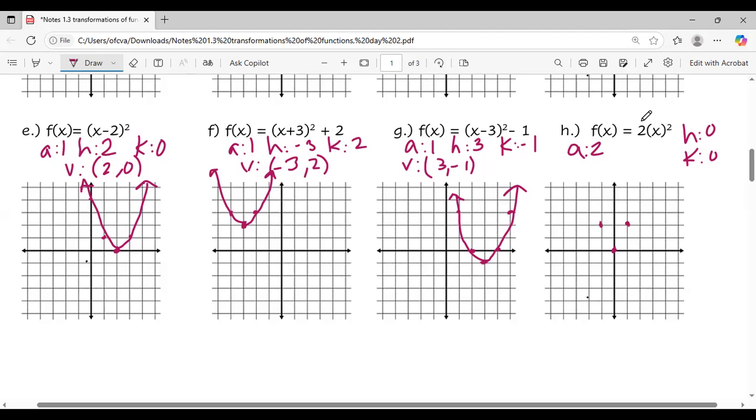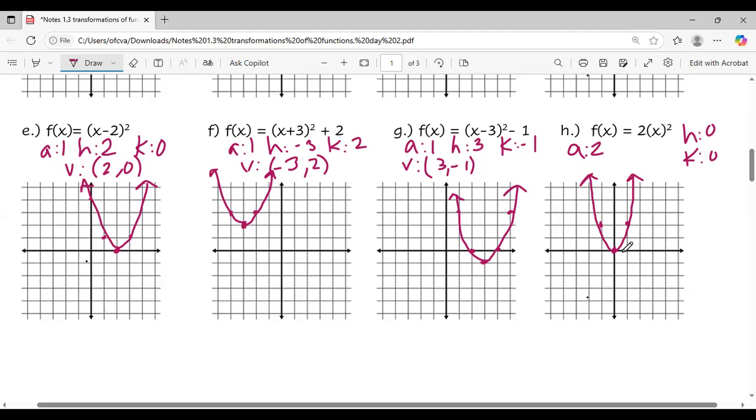Now to find another point, I'm going to let you do this one with 3 points. Usually we want 5 when we're sketching. But to find another point, we're going to do something else that I'm going to teach you later. So for now, if your a value is greater, do it with 3 points, or you can plug in a value.